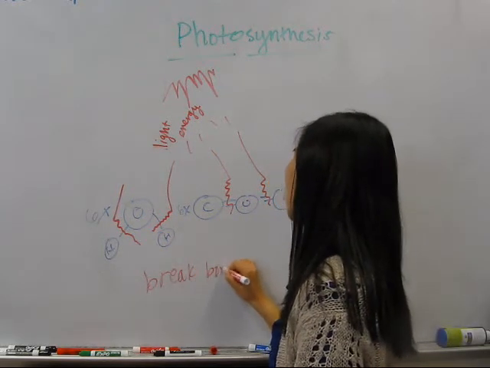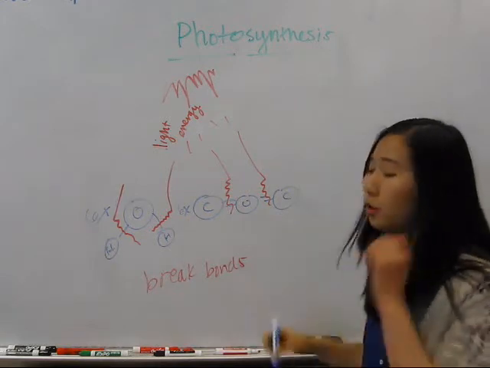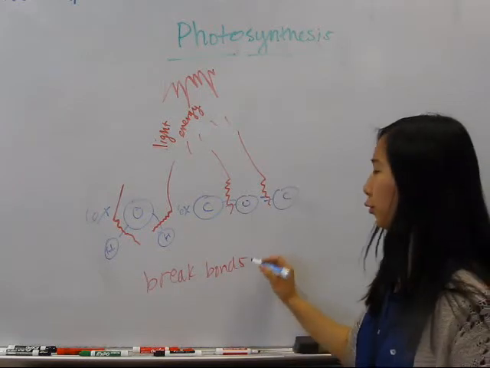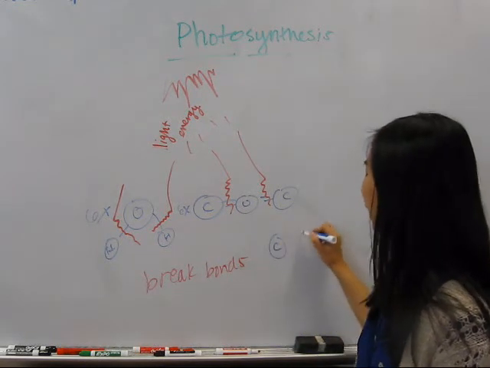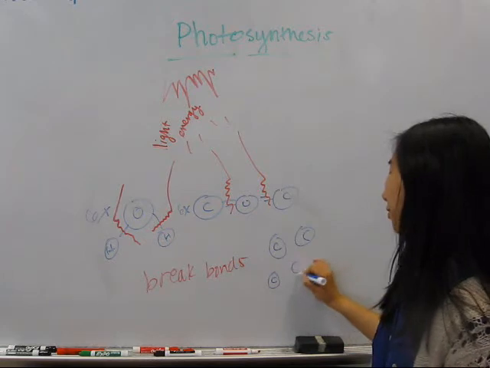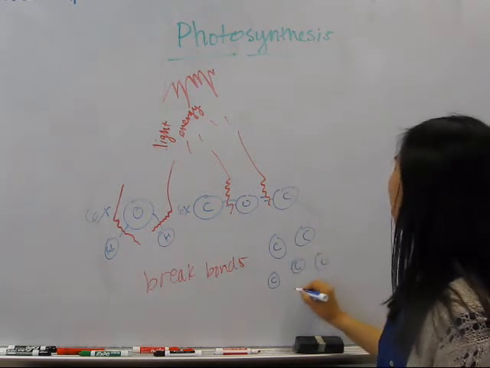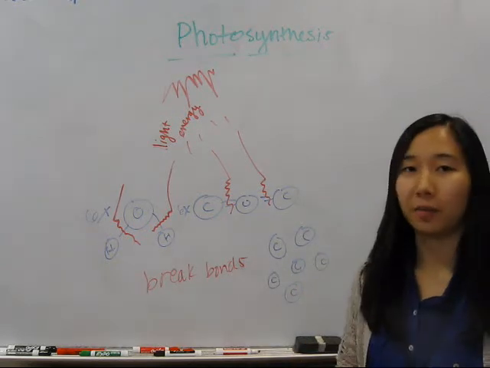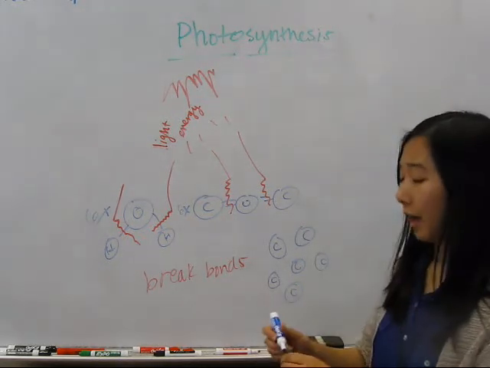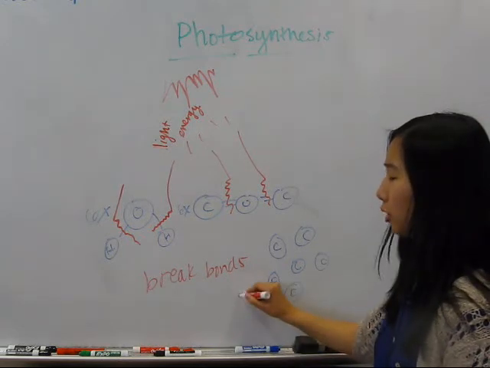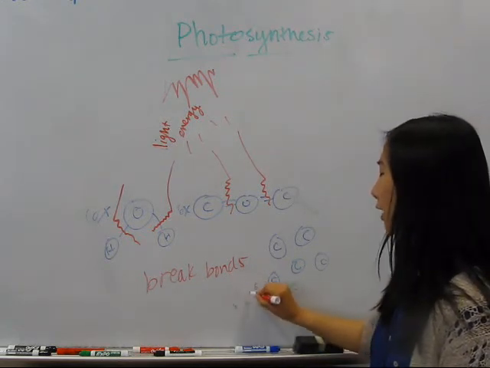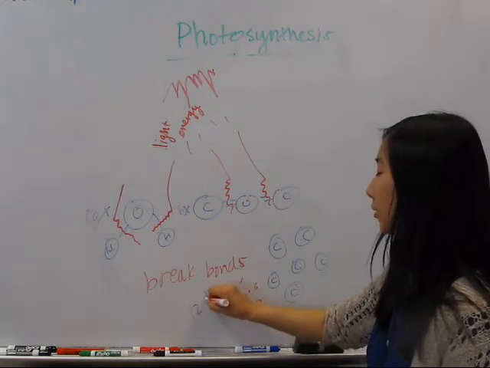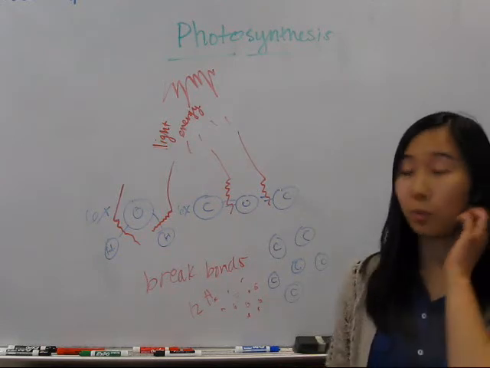Break bonds. So once you've done that, you should have now a bunch of atoms that are just kind of free to go around. You should have a carbon atom. Technically, you should have 6 carbon atoms. 1, 2, 3, 4, 5, 6. All right, good, I can count. 6 carbon atoms. You should have 12 hydrogen atoms. That's going to be hard for me to draw. 1, 2, 3, 4, 5, 6, 7, 8, 9, 10, 11, 12. 12 hydrogen atoms, and you should have 6 oxygen atoms. But you get the point.